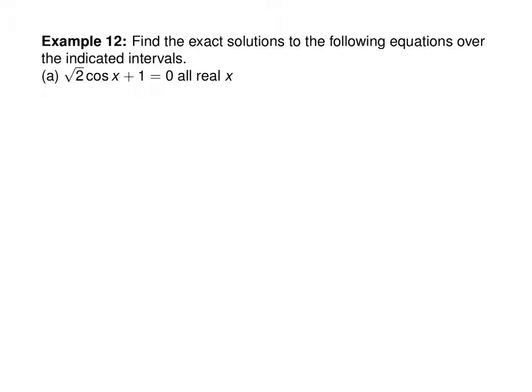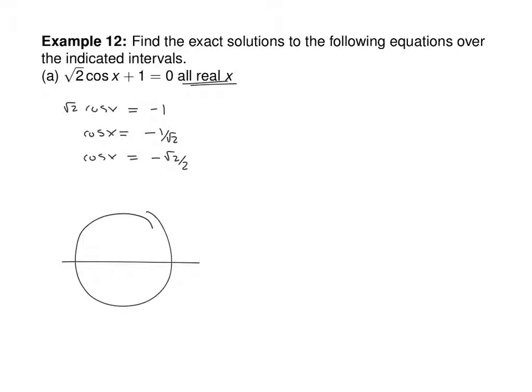Okay, so this says all real x, so you've got to find an expression that's probably going to involve some n's. Get the cosine x by itself first, right? So root 2 cosine x equals minus 1. Cosine x equals negative 1 over root 2, right? So cosine x equals negative root 2 over 2. Is everyone okay with that? Yes.